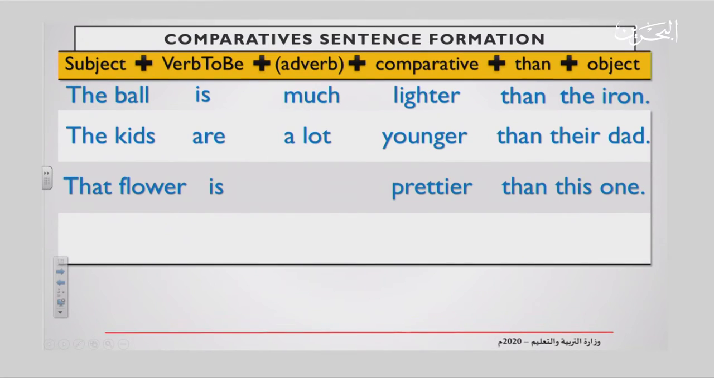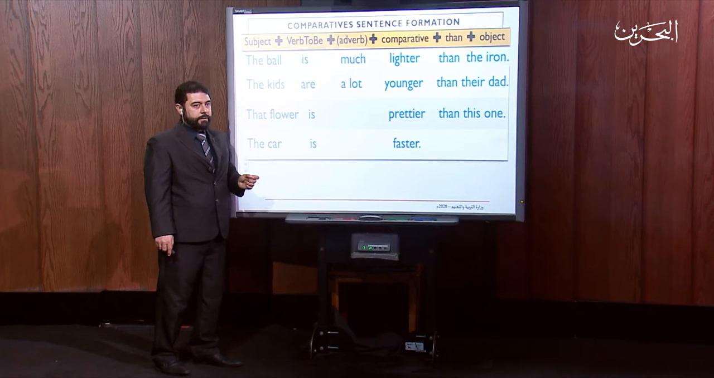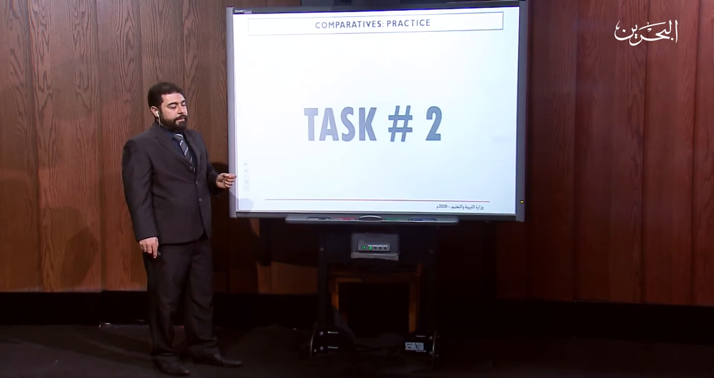Third example, that flower is, you see, the adverb is between brackets, so it means it is an optional thing. So the flower is prettier than this one. All right. The car is faster. You see, sometimes you do not need to write the adverb or even the than or object. It is well known. The car is faster, and you are comparing it to a well-known thing, which is between common cars. Okay? All right, we have task 2.